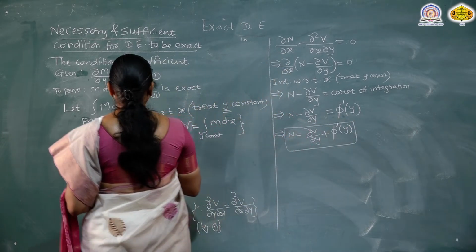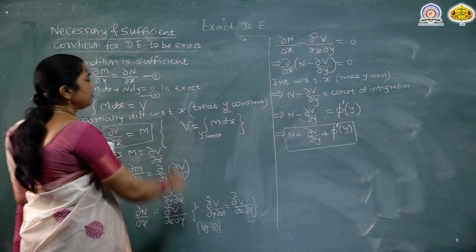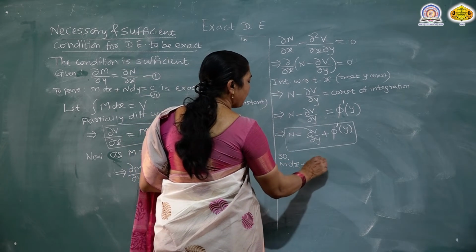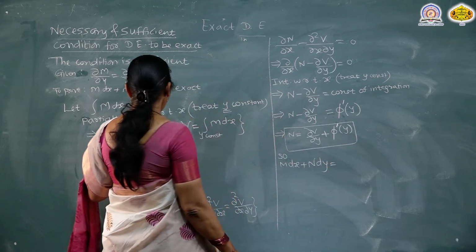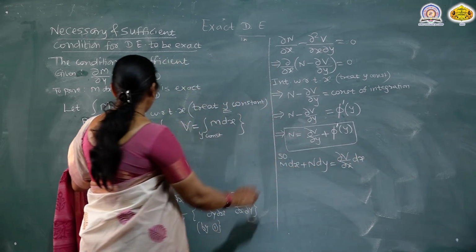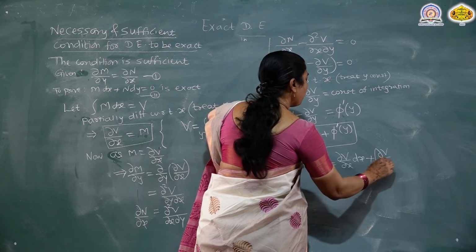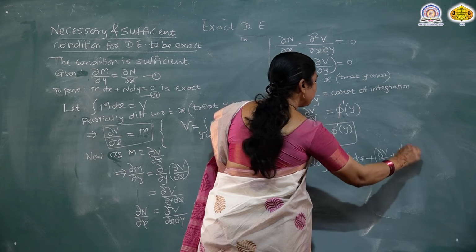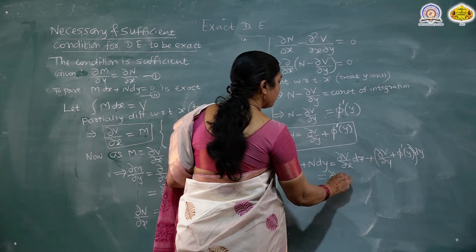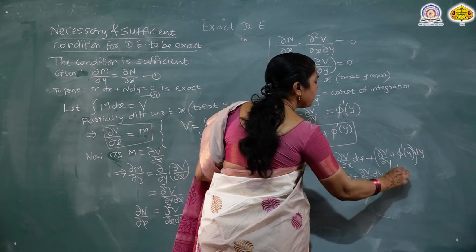We have the value of n, we have also the value of m. So put these values of m and n in the LHS of the second. If you consider m dx plus n dy, we get m is nothing but ∂v/∂x dx as it is, plus n value is nothing but ∂v/∂y plus φ'(y) dy. This simplification becomes ∂v/∂x dx plus ∂v/∂y dy plus φ'(y) dy.